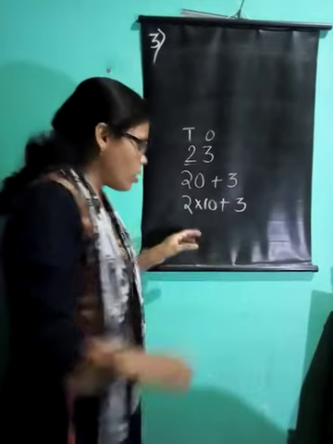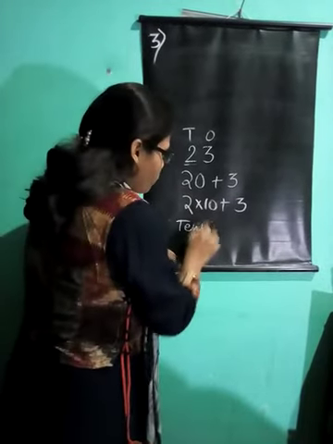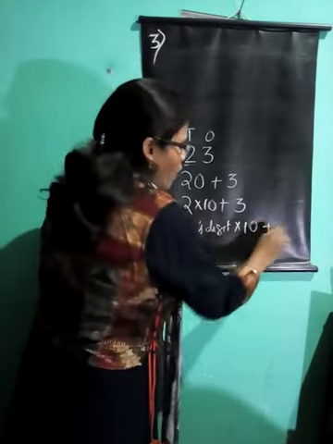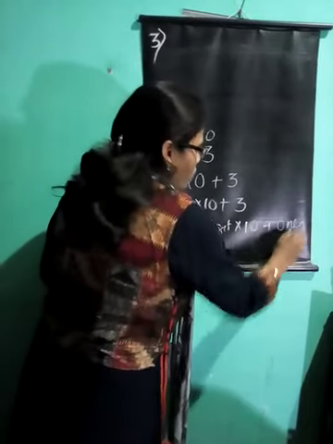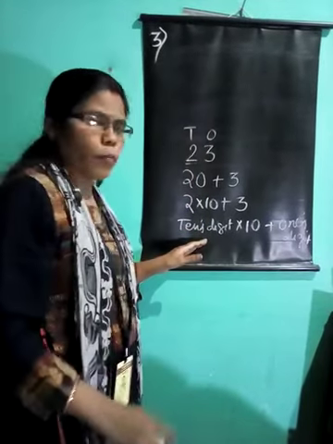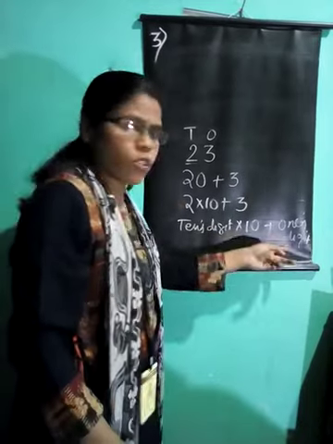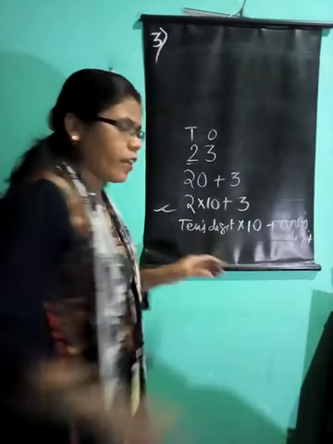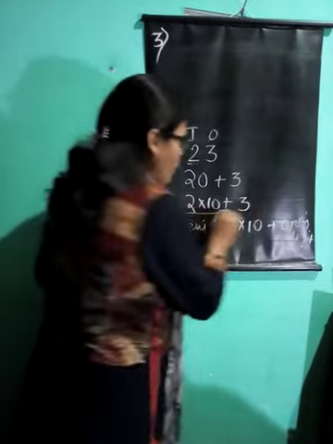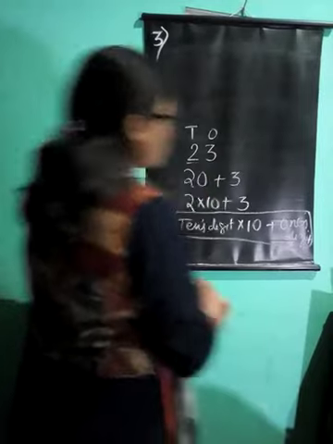So now this is the tens digit. Tens digit into 10 plus ones digit. So 23, or any 2-digit number, can be written as tens digit into 10 plus ones digit. This is the formula of writing any 2-digit number. Remember this very carefully. This we will be using further in our question.